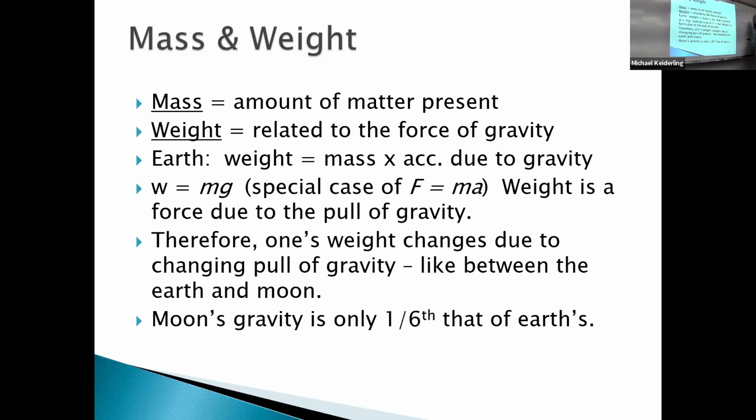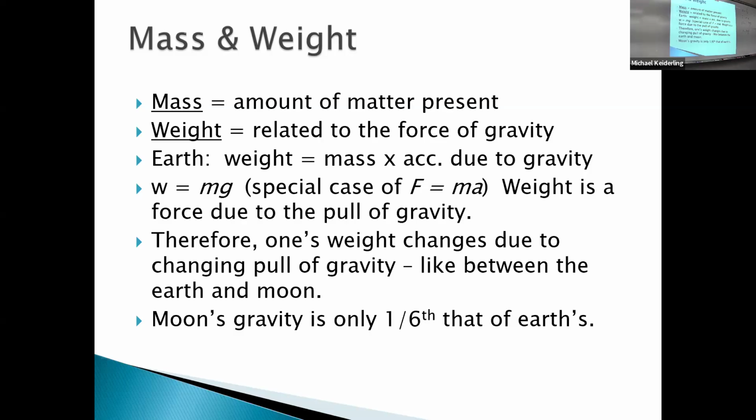On Earth, weight is mass times the acceleration due to gravity. So weight is sort of a special case of force equals mass times acceleration. Your weight is your mass times g, the acceleration due to gravity. g equals 9.80 meters per second squared. So if the force of gravity changes, like between Earth and the moon, your weight will change.